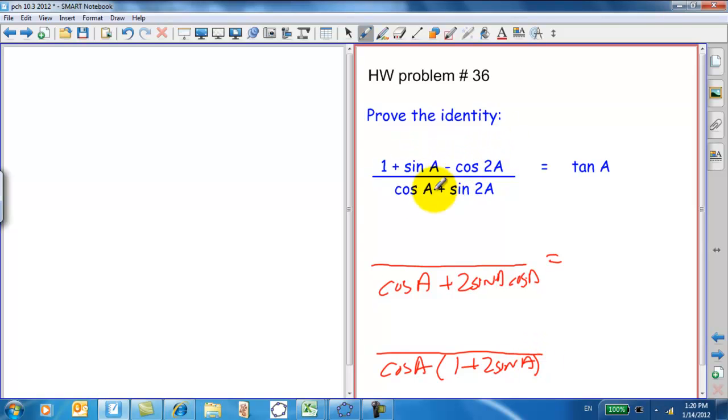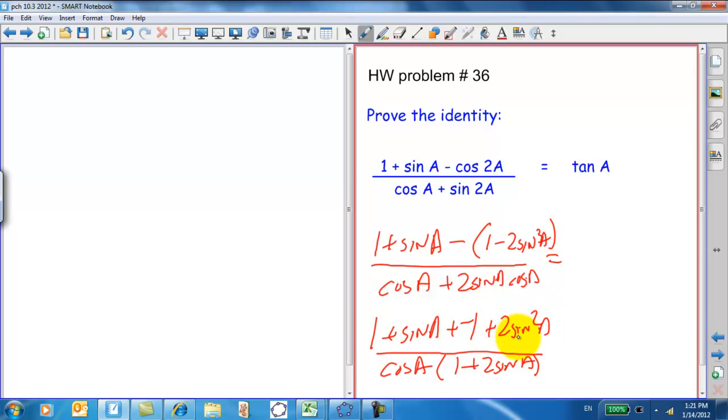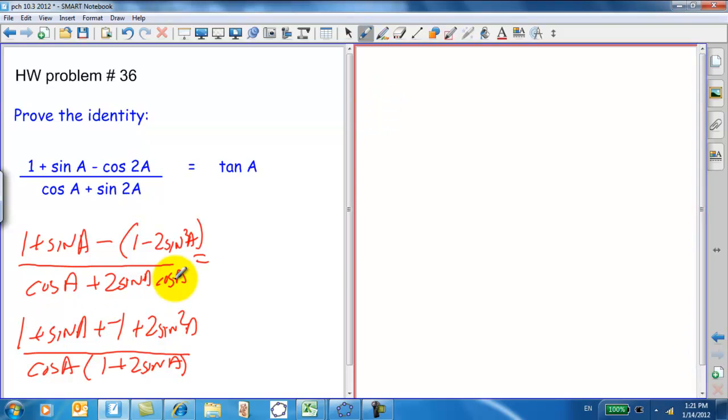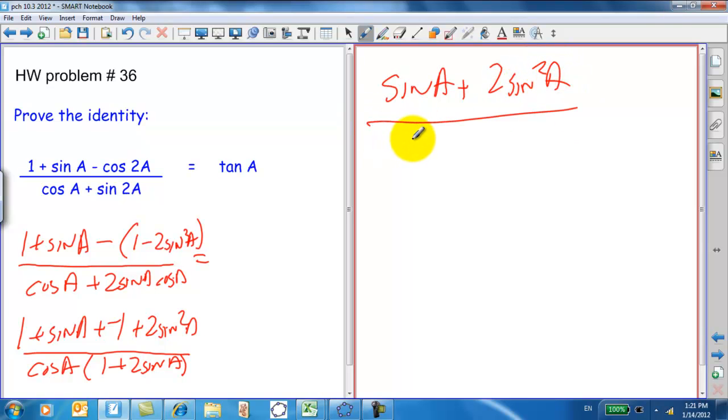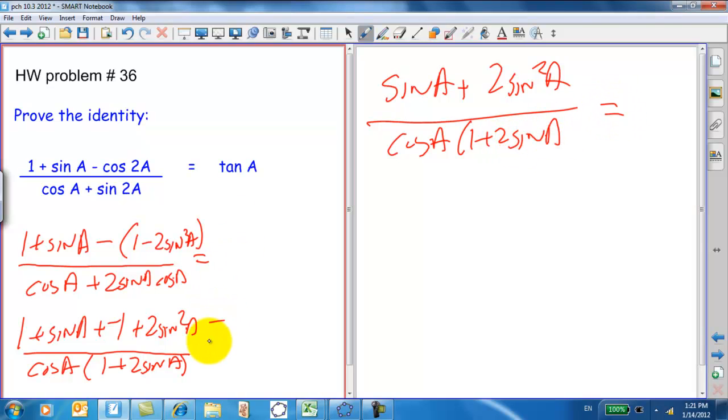So there's hope that this thing on the top perhaps can factor. Well, it's 3 terms, and this is 2 terms. To get rid of one of these terms, we want to pick the thing that's going to get rid of this 1. And we want to pick the 1 minus 2 sine squared a, because that will cancel out the 1's. If we go 1 plus sine a, and then replace cosine 2a with 1 minus 2 sine squared a, the 1's will cancel out. We'll get 1 plus sine a plus negative 1 plus 2 sine squared a. Oh, this is looking good. The 1's cancel out. We get sine a plus 2 sine squared a all over cosine a times 1 plus 2 sine a.